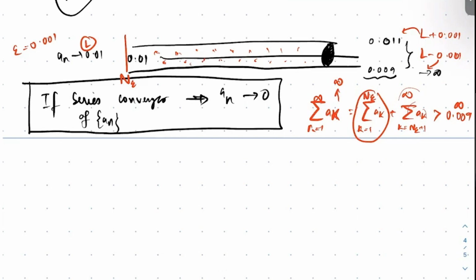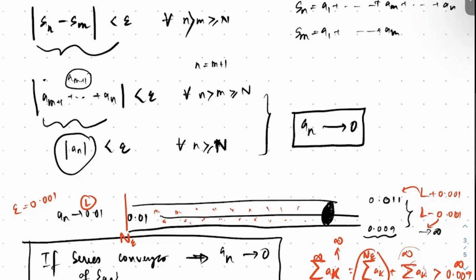Then positive and negative terms may cancel it out, but not always. Did you understand? It's like a necessary condition that it must go to 0. That must happen at least. Did you understand, guys? Any doubt? Please tell me.